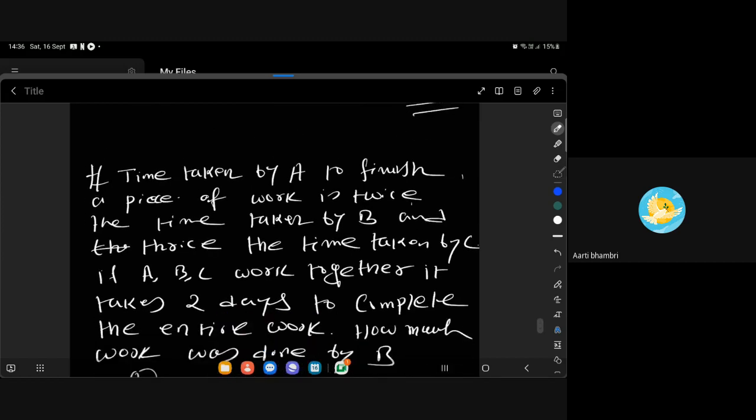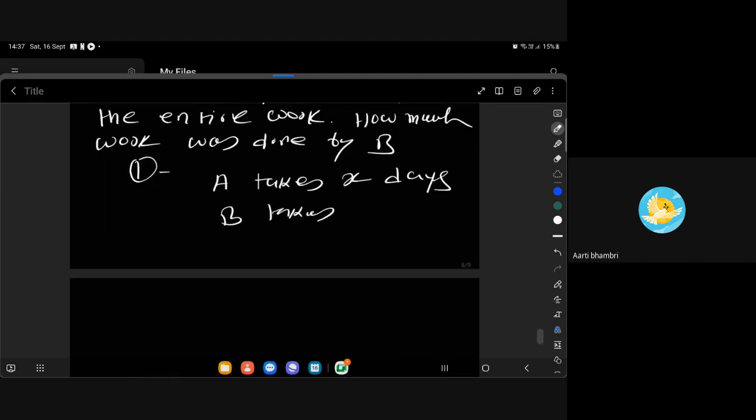If A is taking double time than B, means if B can do the work in 1 day, A is doing the work in 2 days. Okay, it means B is taking half time than A. Similarly, if B is doing the work in 1 day, A is doing the work in 2 days. It means B is taking half of A. So can I write it? B takes X by 2 days, right?